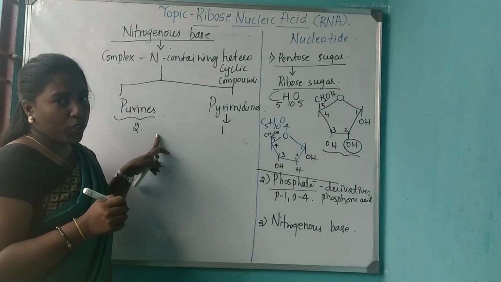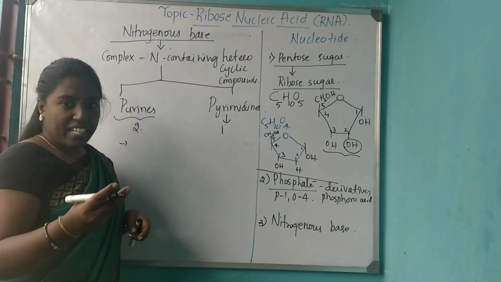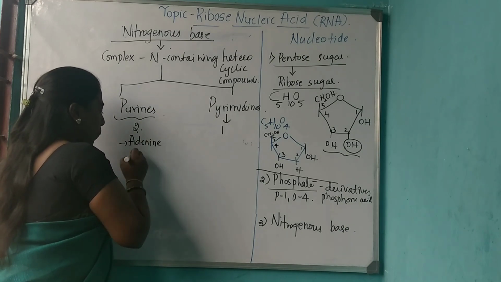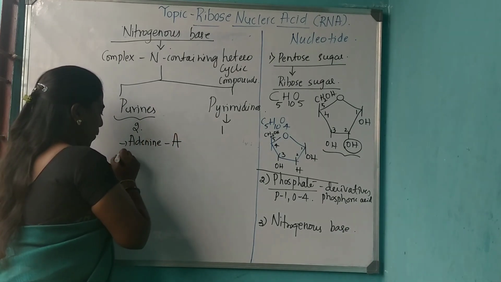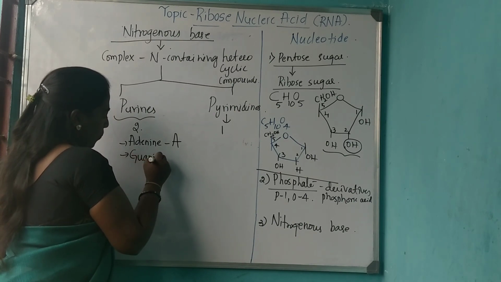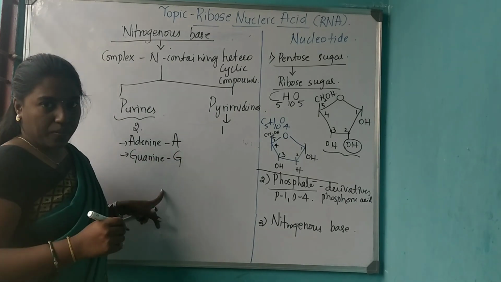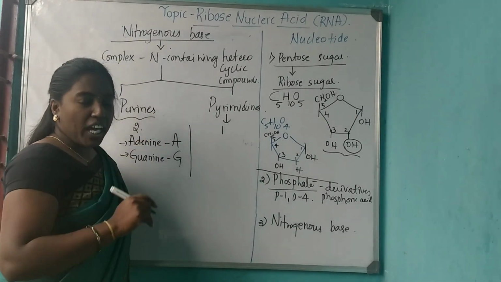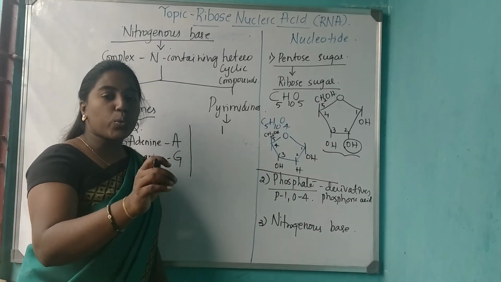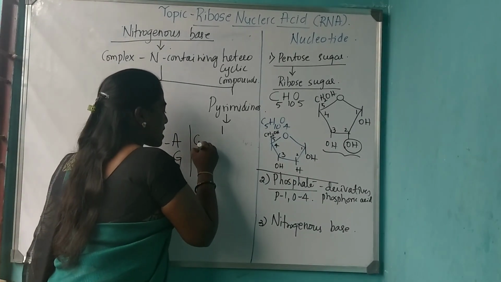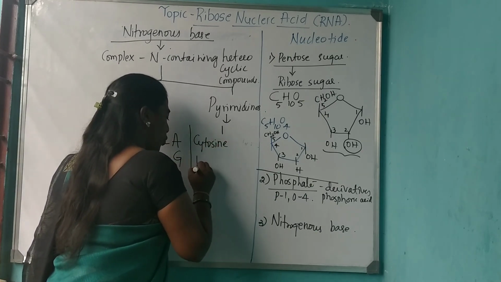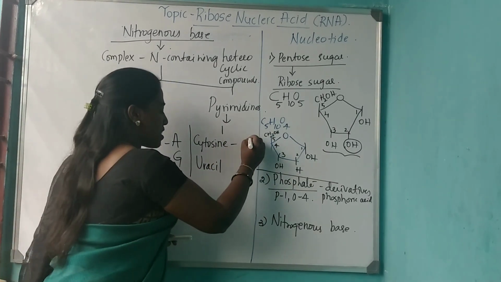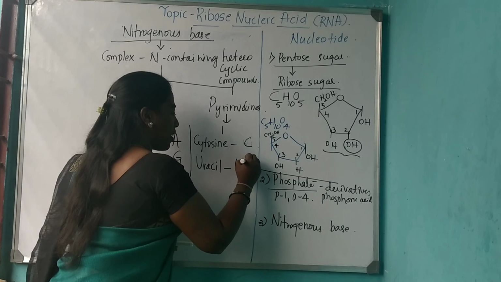So which are the purines? The purines are adenine, represented by capital letter A, and guanine, represented by capital letter G. Then coming to the pyrimidines, they are of two types, cytosine and uracil. Cytosine is denoted by capital letter C. Uracil is denoted by capital letter U.